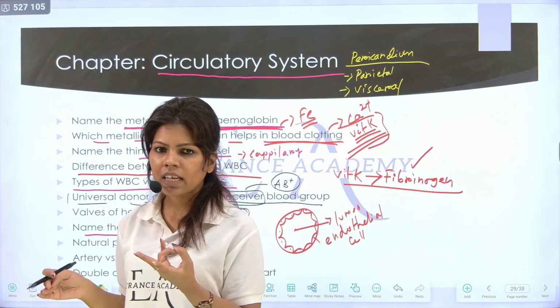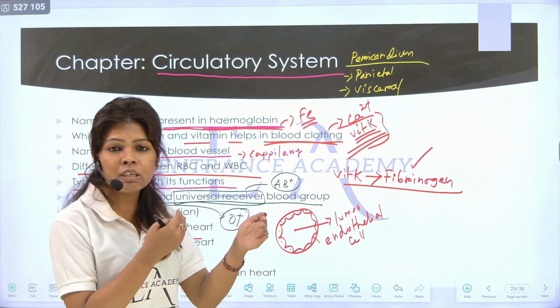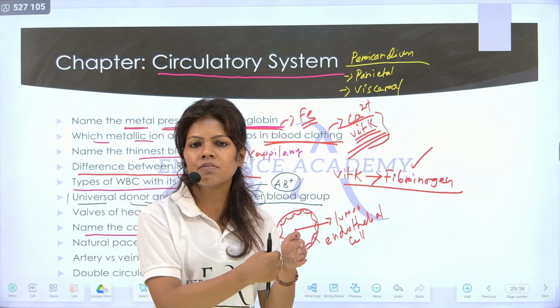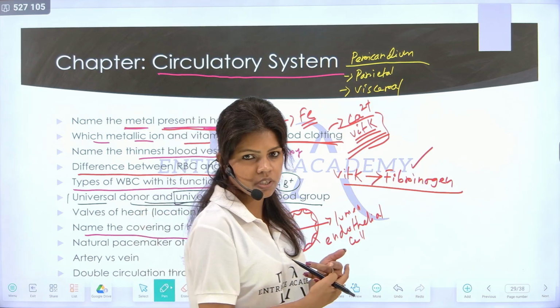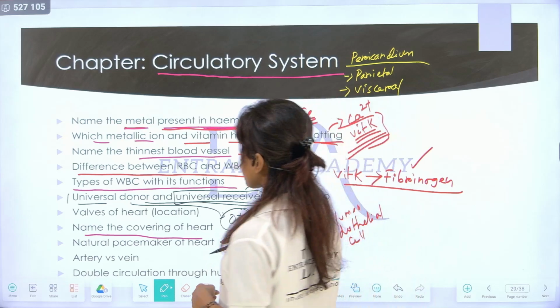It is a bilayered sac. The outermost layer is parietal pericardium, the innermost layer is visceral pericardium, and in between these two layers, a lubricant fluid is present, known as pericardial fluid, which inhibits friction during the cardiac activity.